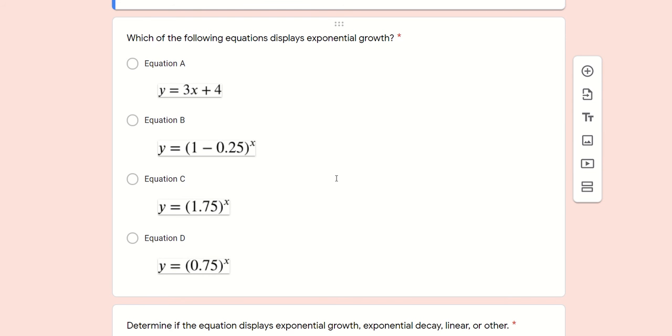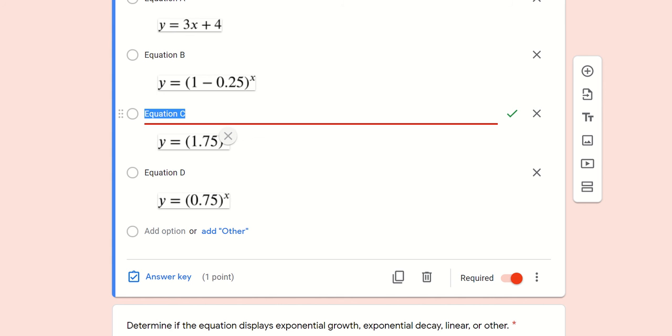Which of these equations, A, B, C, or D, refers to exponential growth? Well, it cannot be A because that is a linear equation. B, C, and D are all exponential. So I need a constant multiplier that is greater than 1. And for B, 1 minus 0.25 will give me 0.75, just the same as D. Both of those are less than 1, so that would be decay. So the only one that can create growth is equation C.